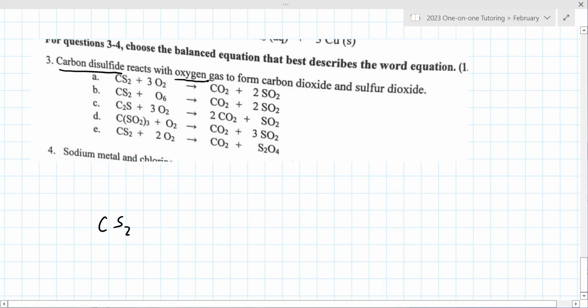Reacts with oxygen. That's oxygen gas, so you might need to know that gases are O2s. Forms carbon dioxide, so you'd want to know that that's CO2. And sulfur dioxide. So that's SO2, like that. The only thing that I think could be problematic here is knowing whether it's O2 or O6. But I guess because there's so many O2s, you would say, okay, it's got to be an O2.